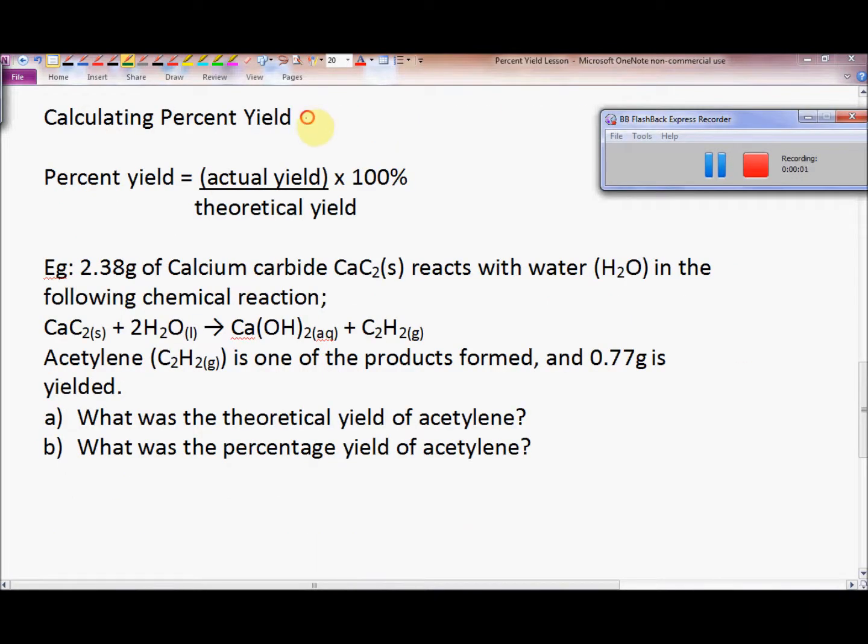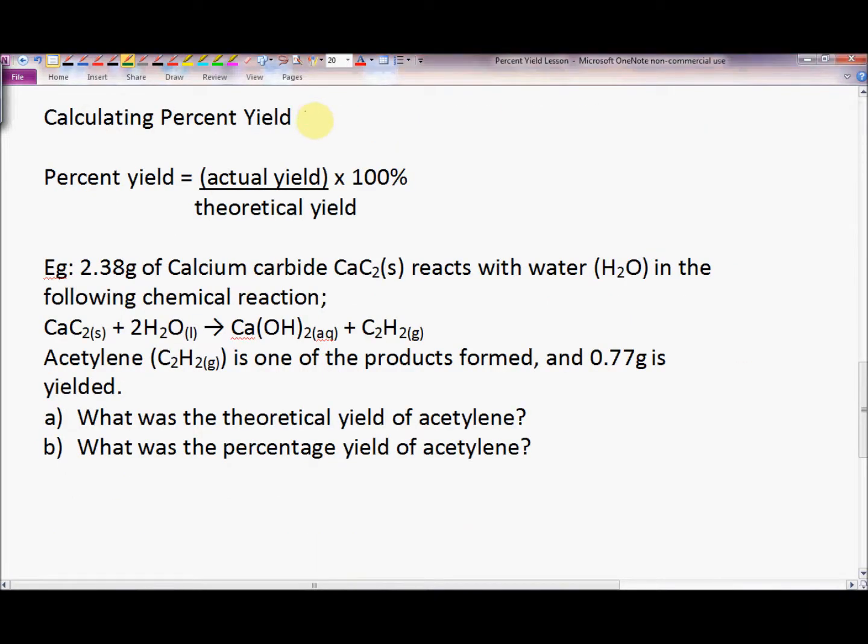So now that you understand what percent yield is all about, here's how we actually calculate it. This is the equation. Percent yield is basically the actual yield, what we've taken maybe as a mass in our laboratory, divided by the theoretical yield, or the amount of mass that was predicted by stoichiometry. So we divide those two things, and we're basically getting a ratio. We multiply that ratio by 100%, and that gives us our percent yield.